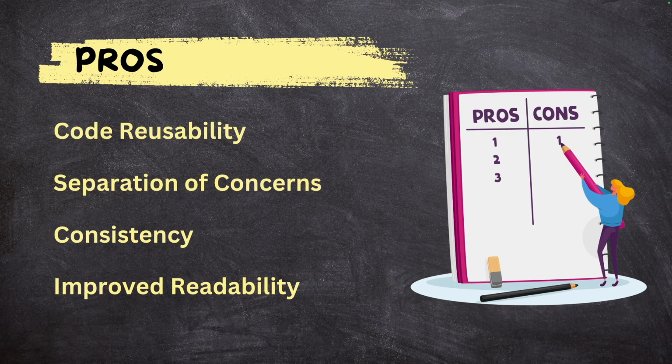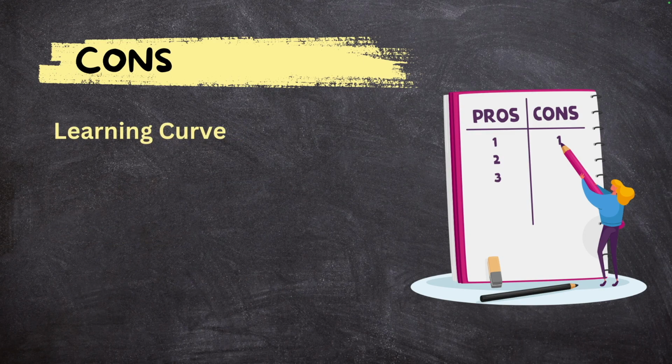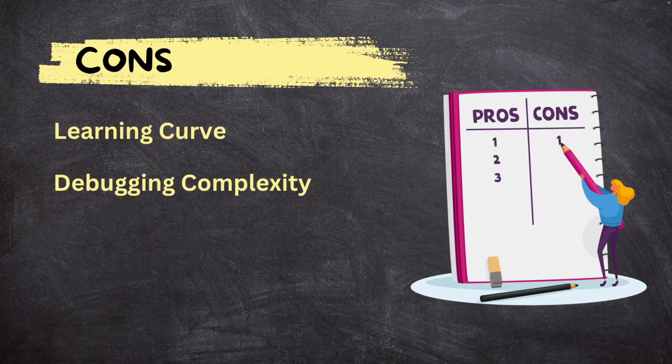Now let's discuss some of the cons of using this pattern. The first one is the learning curve. Developers new to React or hooks might find it a bit challenging to understand and implement a custom hook properly. The next one is debugging complexity. Debugging can sometimes be more complex as the logic is abstracted away from the component, and sometimes it is hard to trace through multiple layers to understand the behavior of the custom hook.